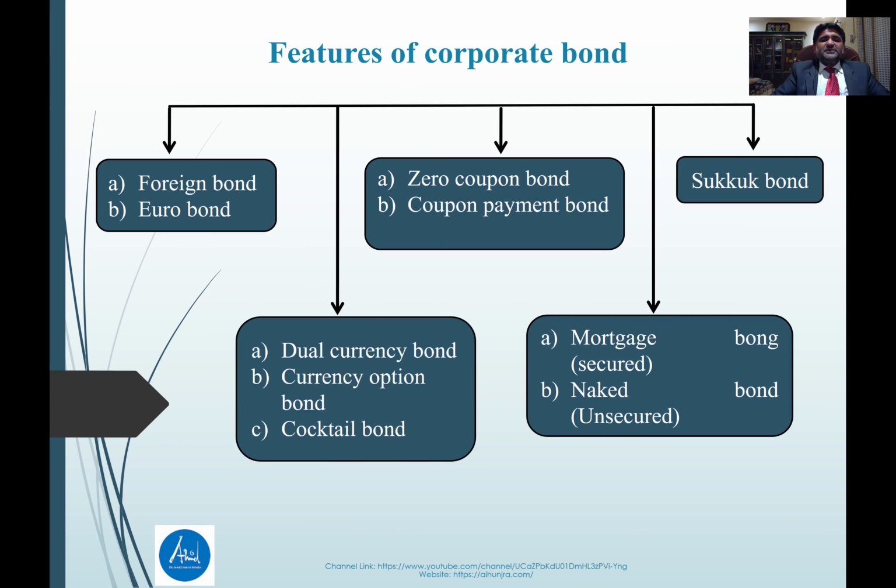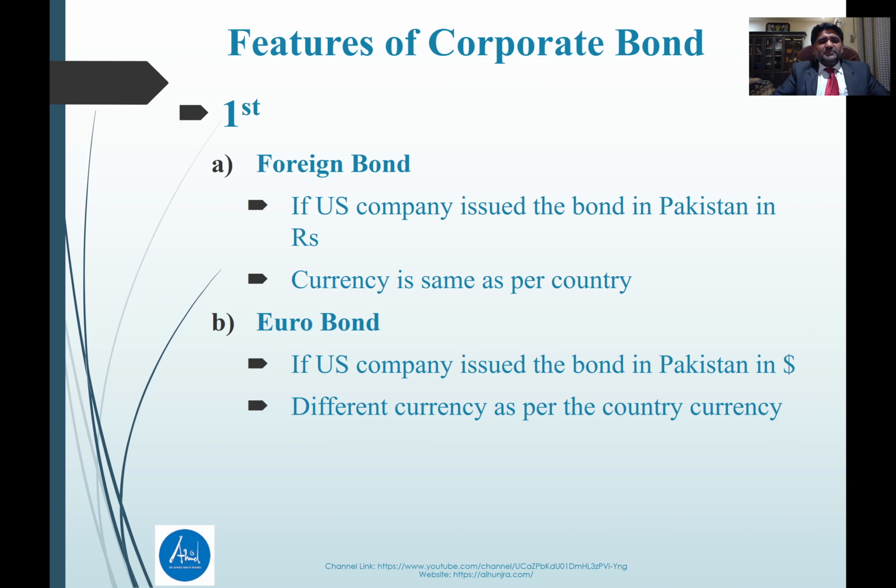So here are different features of corporate bonds. The first feature deals with the type of corporate bond, either foreign or euro bond. The second feature deals with its characteristics. The third is related to coupon, the fourth is related to whether it's secured or unsecured, collateral, and the fifth is related to Islamic Sharia compliant bonds, sukuk bonds. So these are the 5 features of corporate bonds. We will discuss them one by one here.